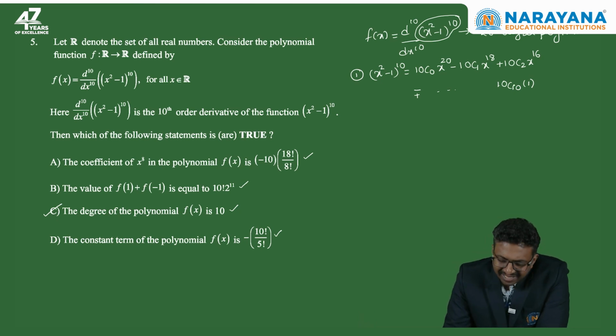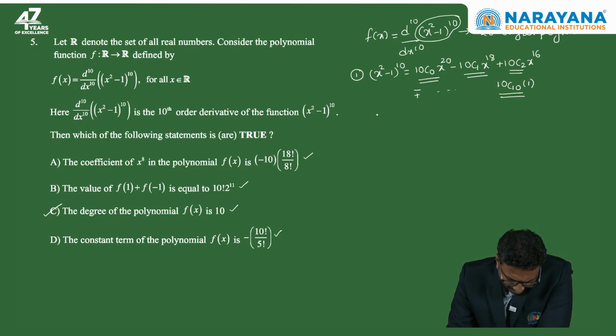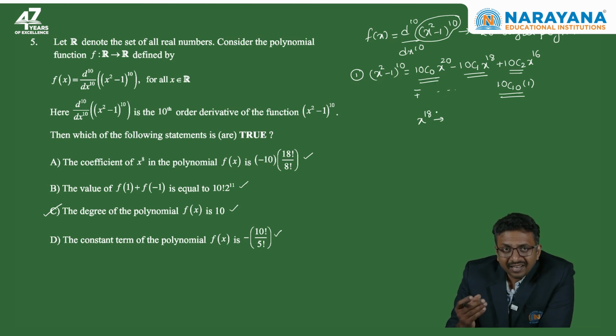Now when you differentiate it once, this term is going to go off. So it becomes a 19th degree polynomial. Each of these differentiations will slowly reduce the power of each term. Now I want the x^8 coefficient, right? And the constant term. So let me write the relevant terms here. The x^18 term on differentiating 10 times is going to become the x^8 term, right?